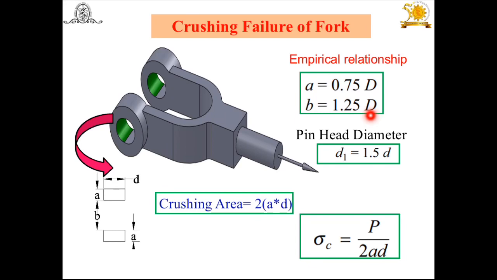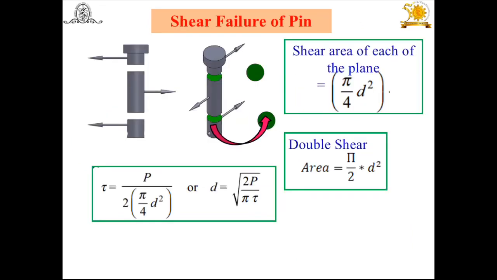Once you know the capital D, you can easily find the collar diameter, that is D1, 1.1 times capital D. Then you will get the values of small a and B. Small a means the thickness of the eye of the fork, and B is the thickness of the eye. Then small d, the pin diameter, is required. Now let us see how to find small d. For that purpose, we are going to consider the design of the pin.